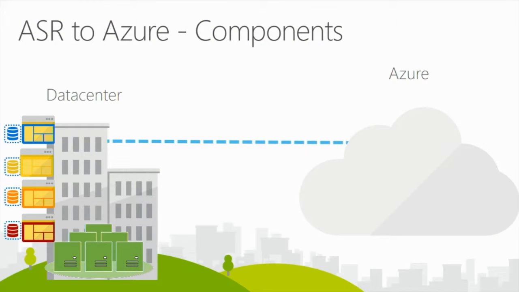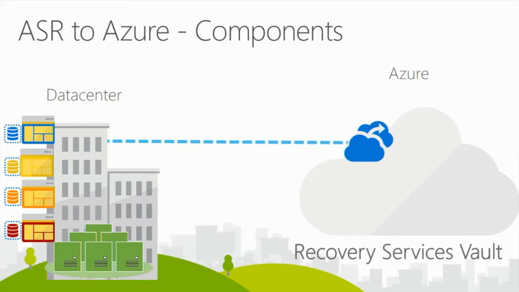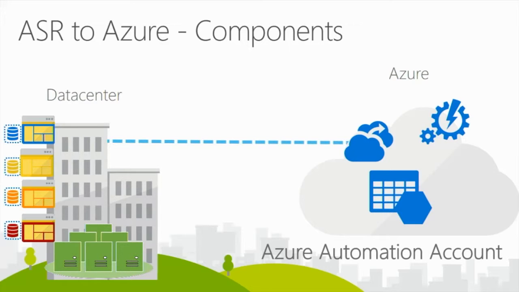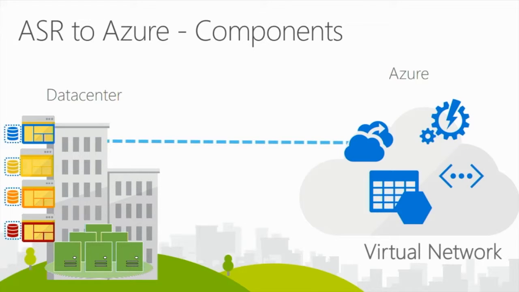So what are the moving parts when it comes to Azure Site Recovery? Well, obviously we need to have an Azure subscription. And inside that, we need to have a Recovery Services Vault. Our Recovery Services Vault stores our Azure backup information and our Azure Site Recovery information. We also need to have a storage account to store our DR data into. And we need to have an Azure Automation account. We'll talk about that towards the end of the session. Okay? And we need a VNet, so our virtual machines can communicate when we fail them over to Azure.